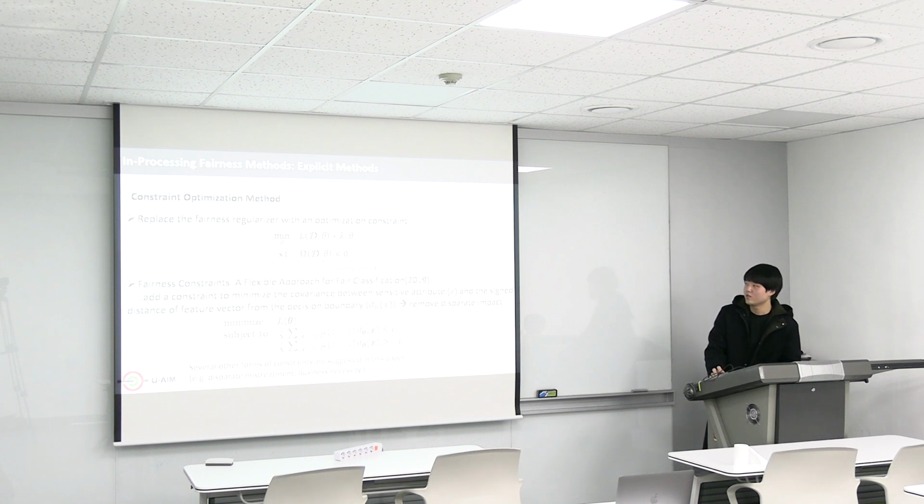Next one is the constraint optimization method. It is different from the regularization method. Instead of adding a regularizer, it converts it to an optimization constraint like this. One example is the flexible approach published in 2019. Here, the author adds a constraint to minimize the covariance between a sensitive attribute and the signed distance of the feature vector from the decision boundary in order to improve the disparate impact. This is called the impact metric. If you look at this equation, the small z is the sensitive attribute, and z theta is the signed distance.